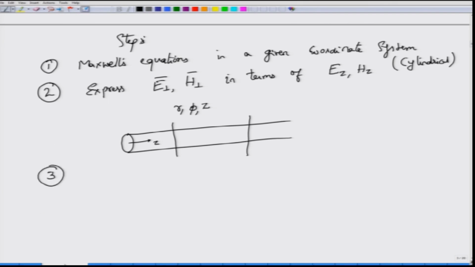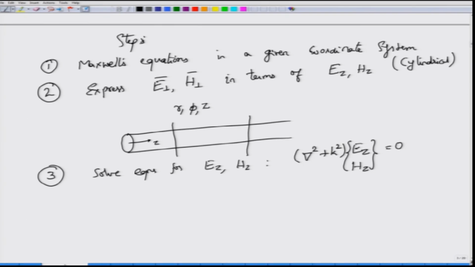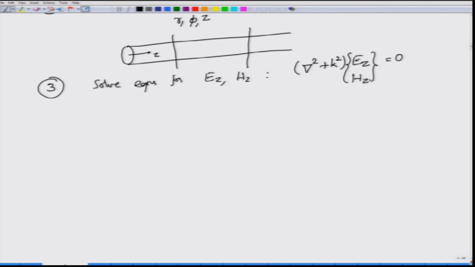Once you have done part 2, you have expressed E perpendicular and H perpendicular in terms of Ez and Hz, you solve equations for Ez and Hz. Most likely you will be solving what is called the Helmholtz equation for Ez and Hz. Of course, we are assuming single sinusoidal, therefore we will actually be talking about phasors, not the fields which are functions of both z and time. So the time dependence is thrown out by going into the phasor notation. So all these Ez, Hz are phasors. I hope that you remember what phasors are.